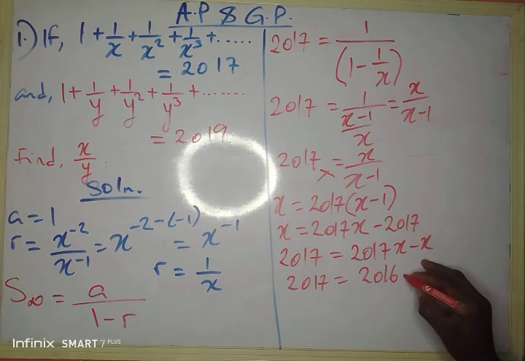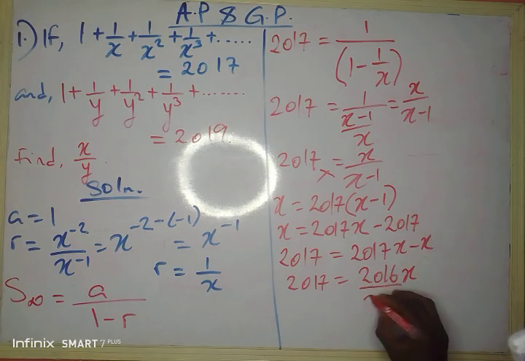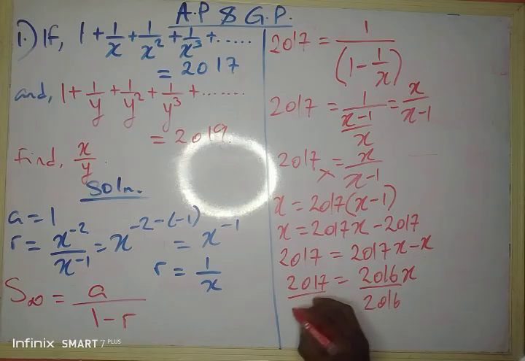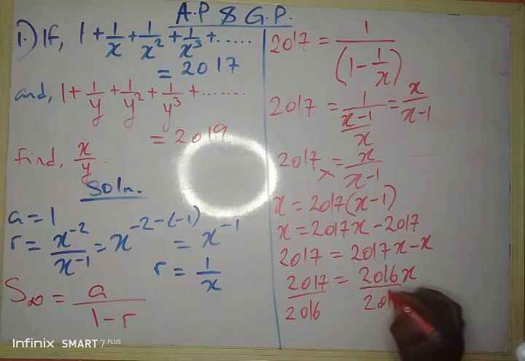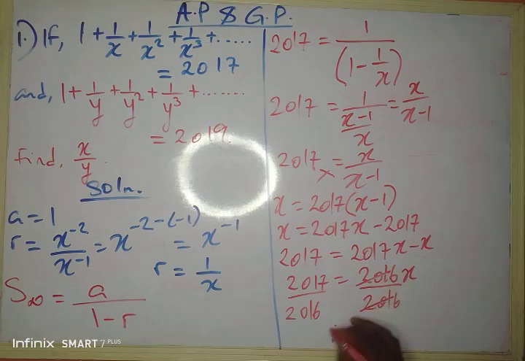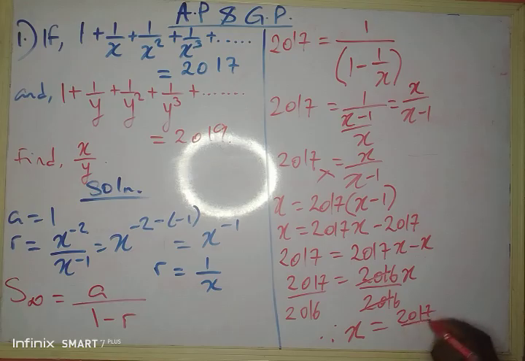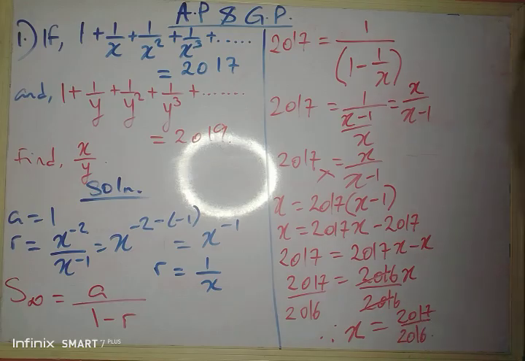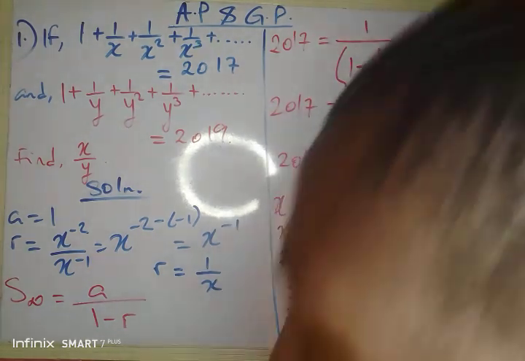2017x minus x, that's 2016x. Then divide by 2016 both sides. 2016 cancels with 2016. So therefore, the value of x equals 2017 divided by 2016. So we can stop there for x. Now, how do I find my y?